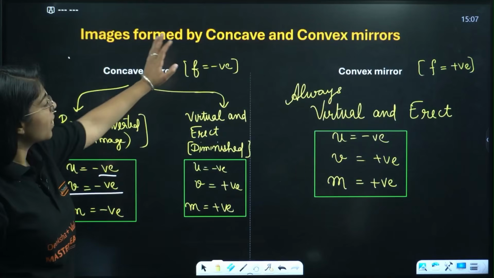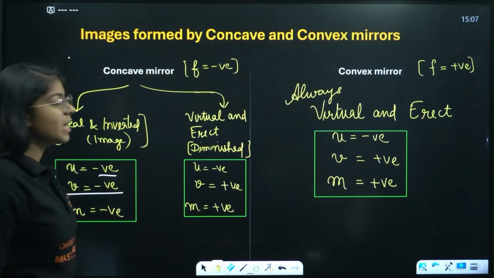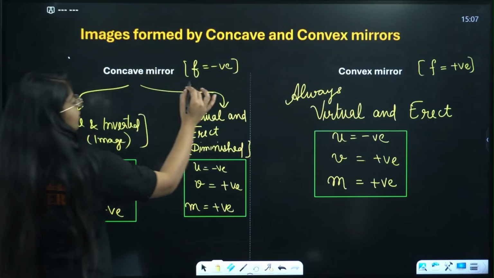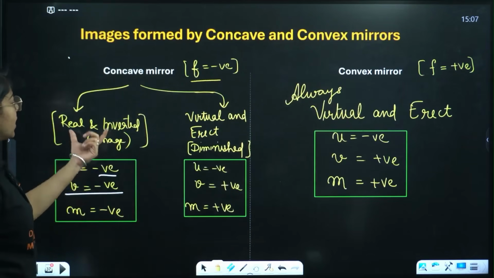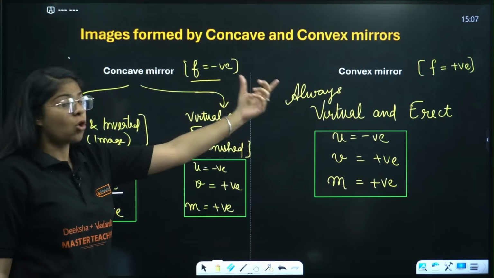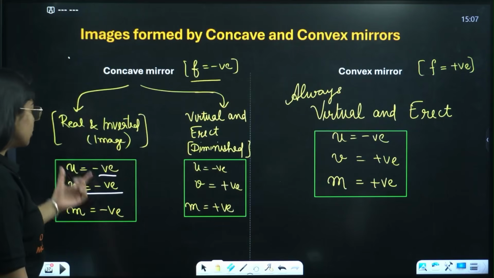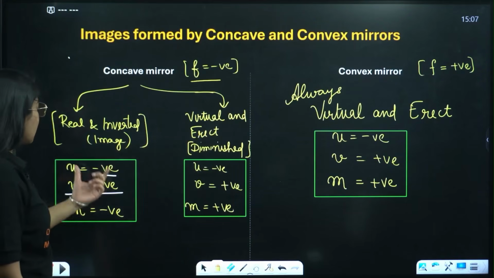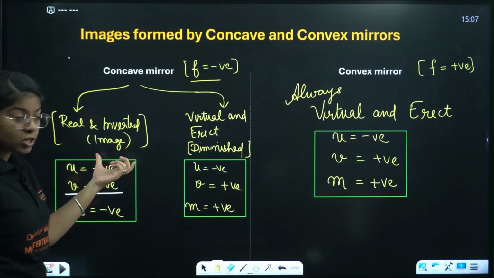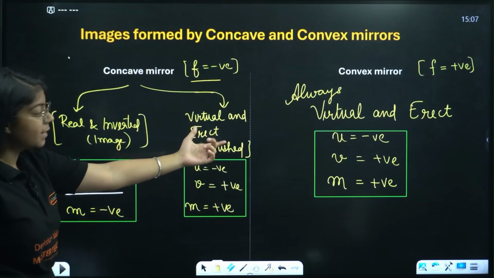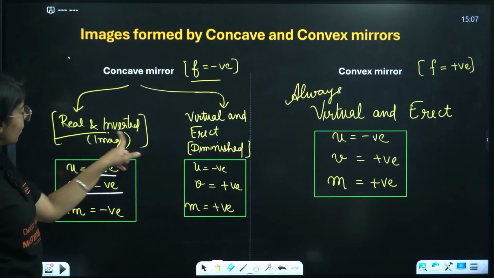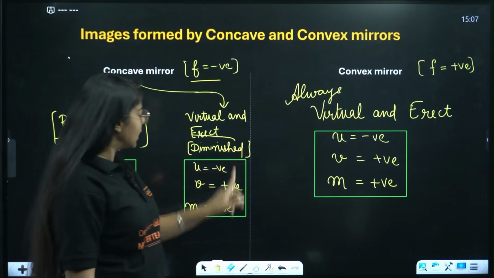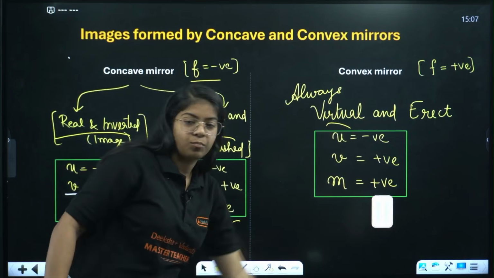So, images formed by concave and convex mirror, a quick grasp of all this. Concave mirror, focal length always negative. Convex mirror, focal length always positive. Concave forms real and inverted image as well as virtual and direct image; convex always forms virtual and direct image. U is always negative in all the cases. V is negative for real and inverted, as we just saw. V is positive for virtual and direct. Then magnification for real and inverted will be negative, and for virtual and direct positive.